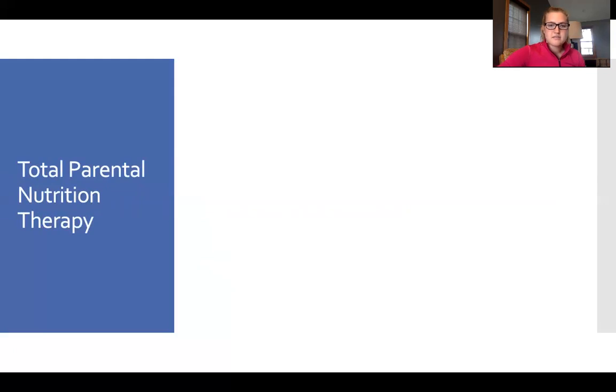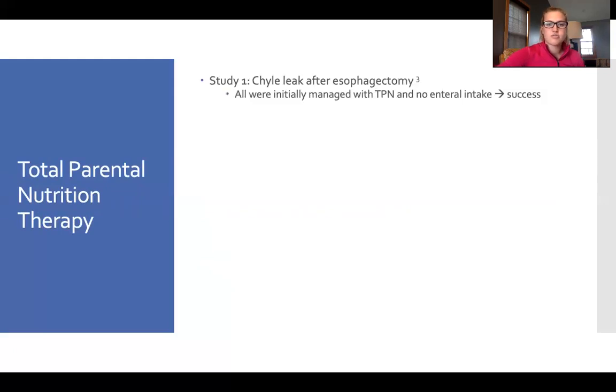So now with the TPN, I'm just going to go through some studies and show you what they said about how each patient managed their chyle output with TPN. One study talked about chyle leak after an esophagectomy, and all were initially managed with TPN and no enteral intake.